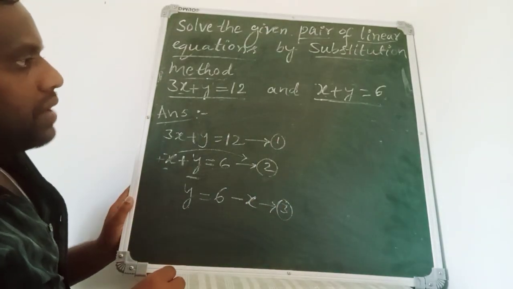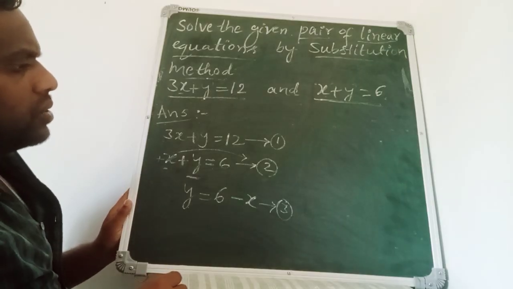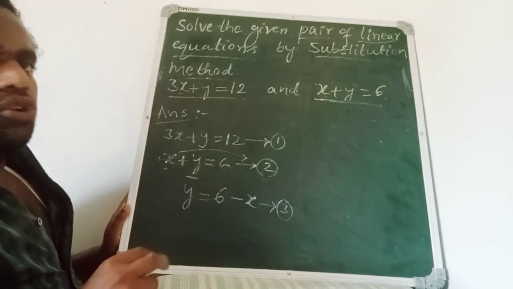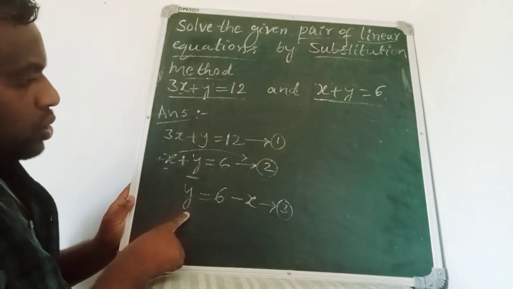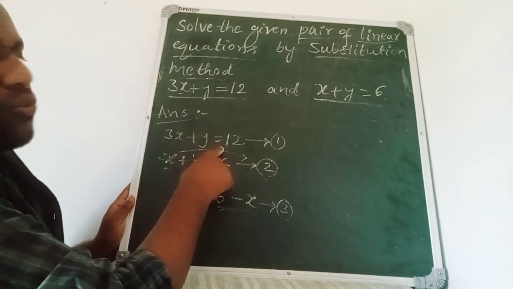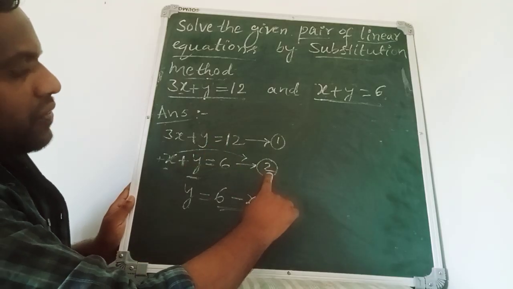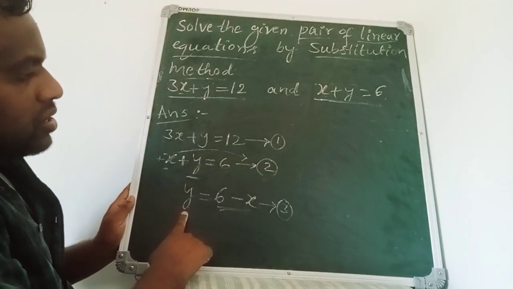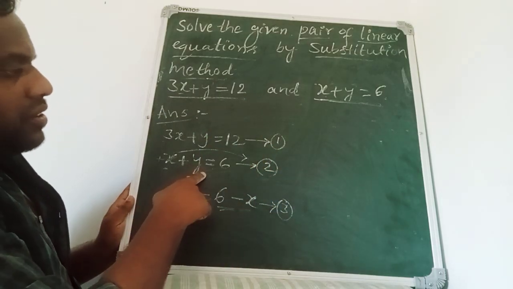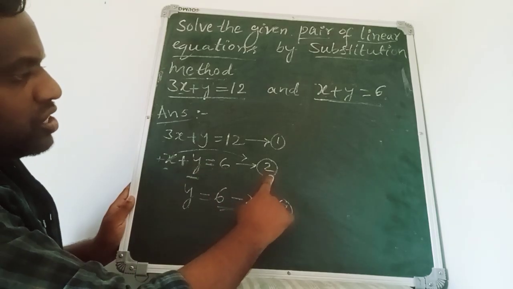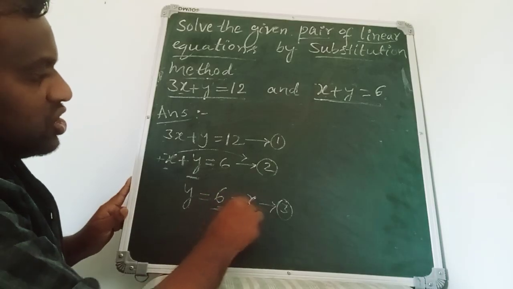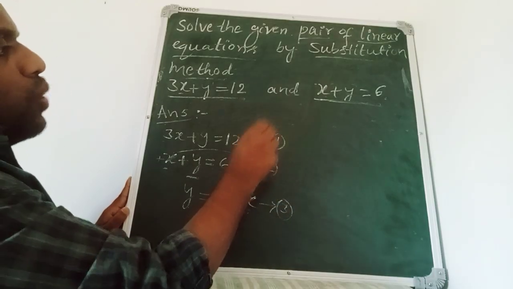Now see, what is the method they are telling? Substitution method. So now I am going to substitute the y value, I mean this expression for y, in this equation 1. I have used equation 2 to find the y expression. So you have to substitute this in equation 1. You should not substitute in equation 2 again, because we already used equation 2 to find what y is equal to. So this we have to substitute in equation 1.